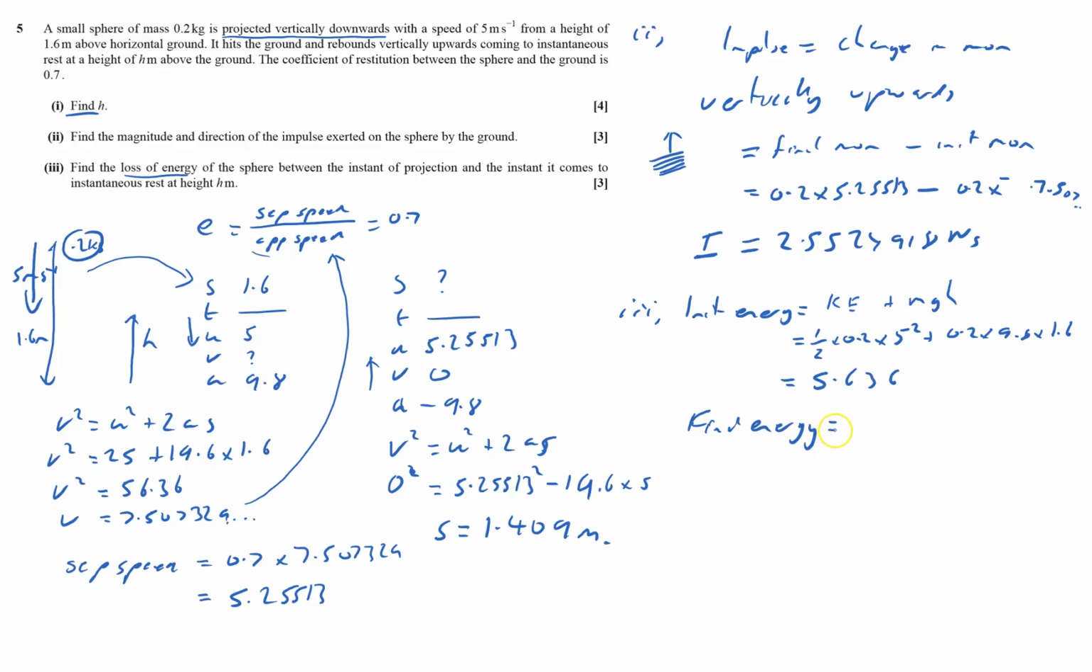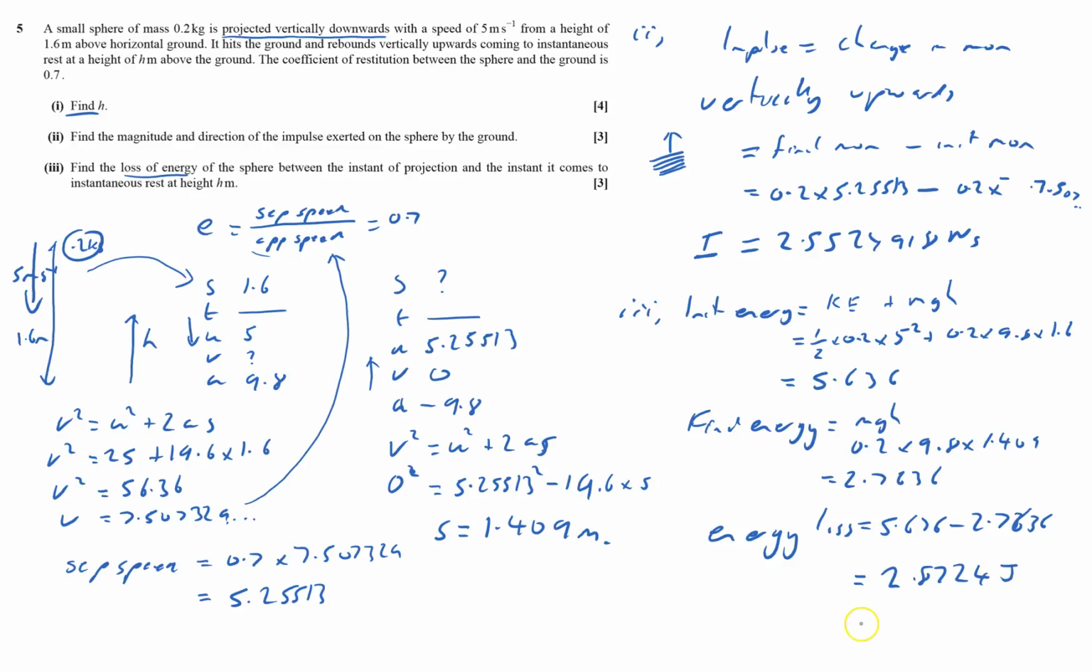I've got to work out the final energy. Well, it's not going to be moving at the end, so it's just going to be mgh, which is 0.2 times g, 9.8, times the height, 1.409. So final energy is 2.7636. And so therefore the energy loss equals 5.636 minus 2.7636, which equals 2.8724 joules, or 2.87 joules to 3 significant figures.